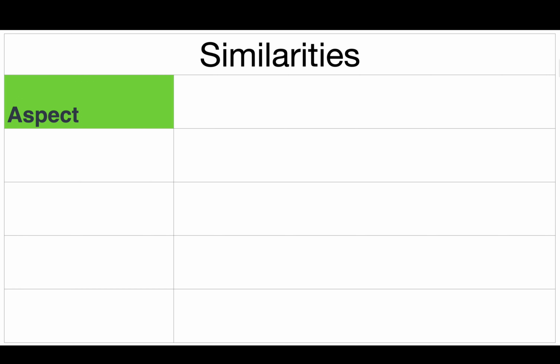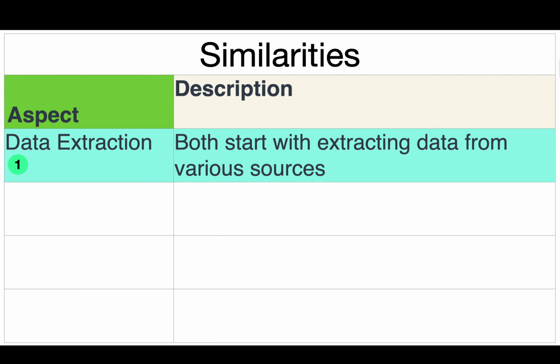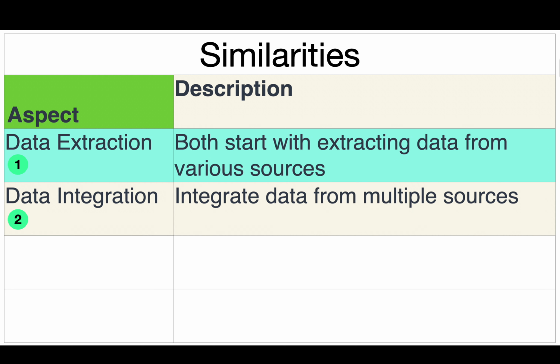Similarities. 1. Data extraction. ETL and ELT both begin by extracting data from a variety of sources, which could include databases, CRM systems, spreadsheets, or other data stores. 2. Data integration. They both integrate data from these multiple sources. Integration involves combining data from different formats or making it consistent and unified, which is crucial for subsequent analysis.